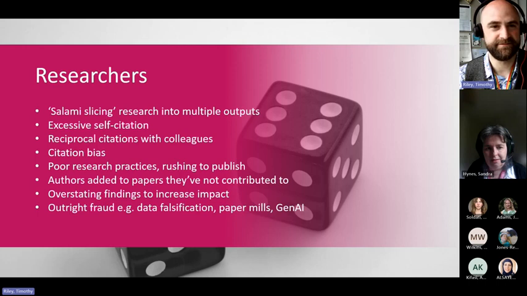And other kinds of malpractice and outright fraud, like data falsification, and people trying to make papers that are impactful, so maybe falsifying results or just overstating their findings to try and increase the number of citations.